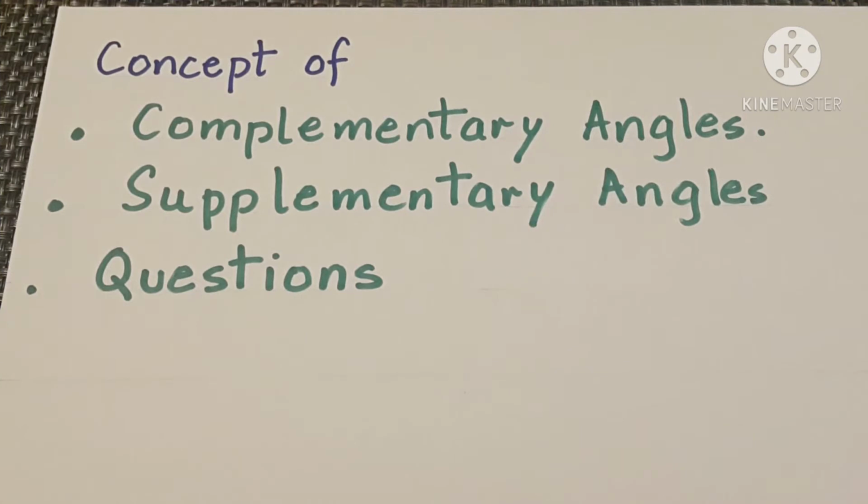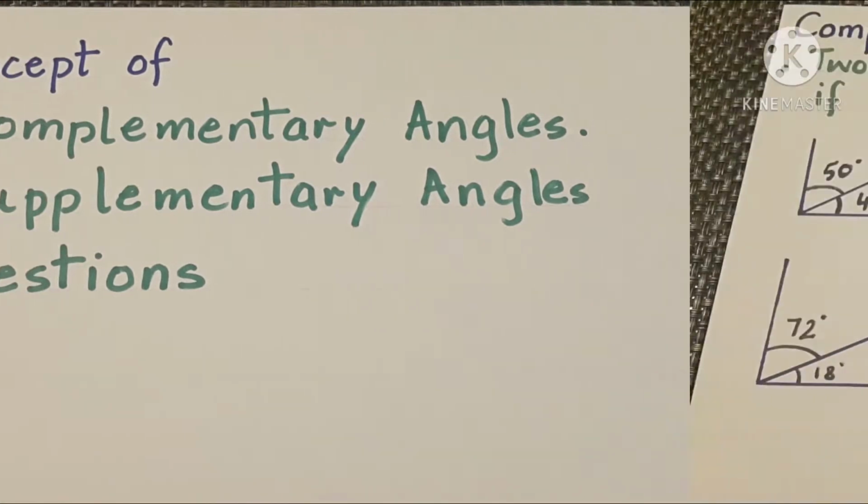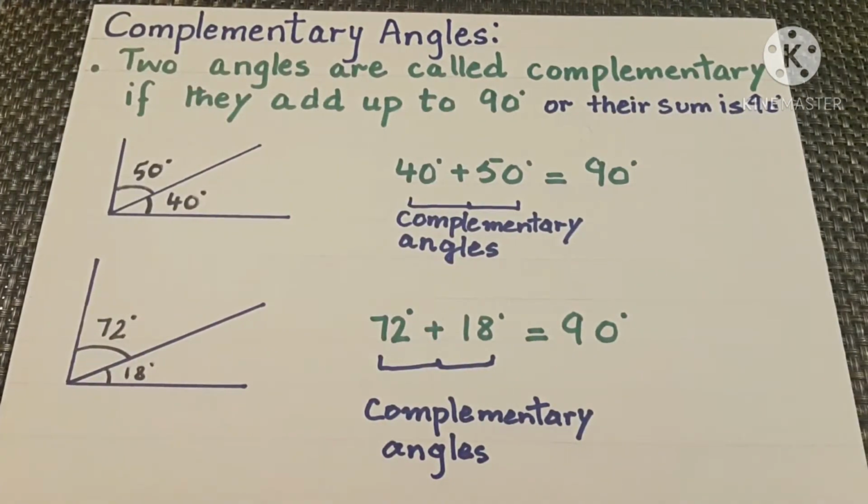Today we will study the concept of complementary angles and supplementary angles, and we will also do some questions in solving complementary and supplementary angles. Complementary angles: two angles are called complementary if they add up to 90 degrees, or their sum is 90 degrees.